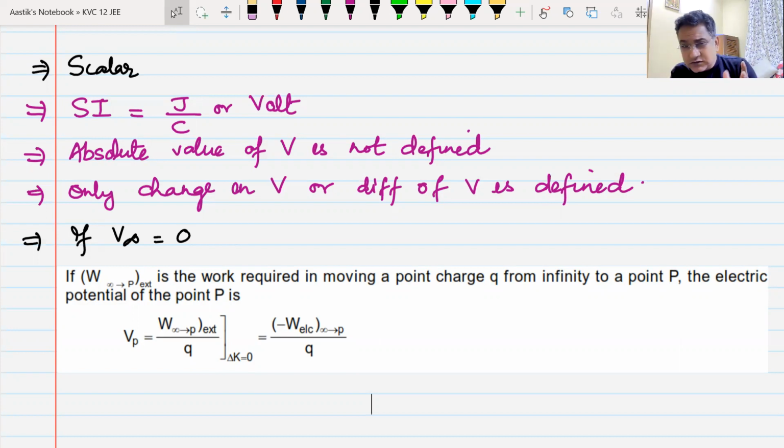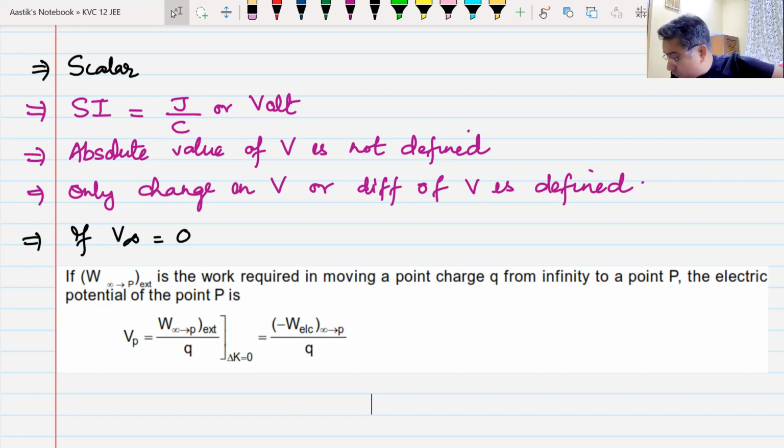Don't get confused. It is the same thing that I wrote as VA minus VB. If you take point B as infinity, you can get the potential of point A as work done by external force or negative of work done by electrostatic force. Do we understand this? This is how it is defined.